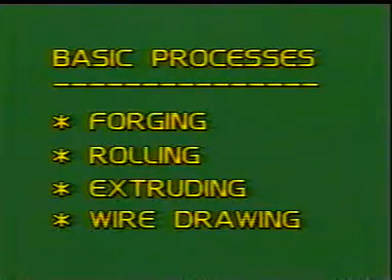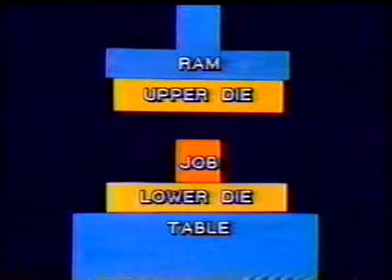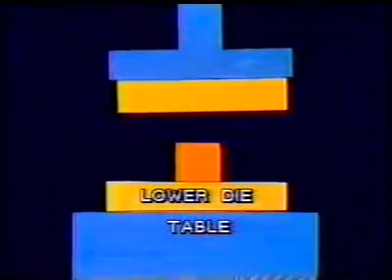Let us now quickly review the process of metal forming. There are 4 basic processes of metal forming. These are forging, rolling, extruding, and wire drawing. Principle of forging. In the forging process, material having malleability is worked by compressive forces and a component of desired shape and size is obtained.